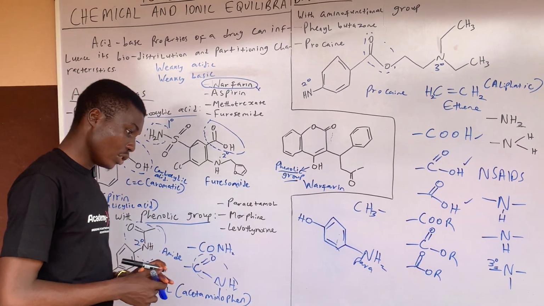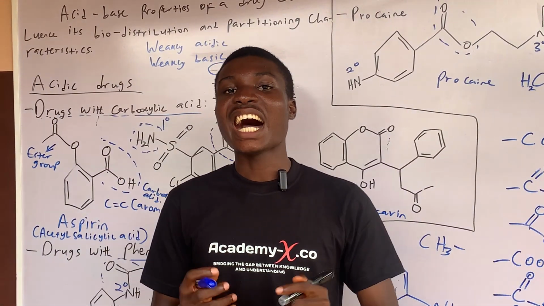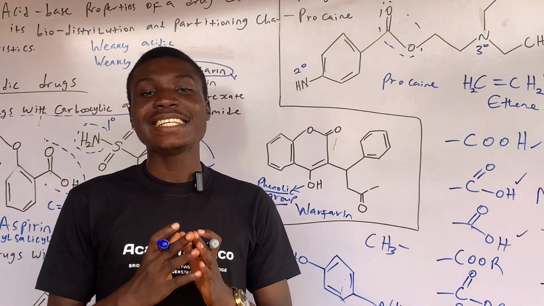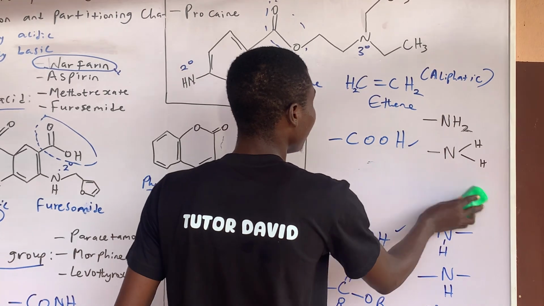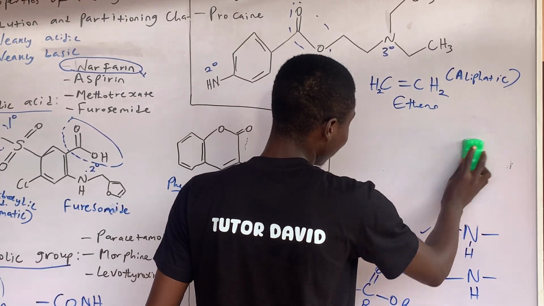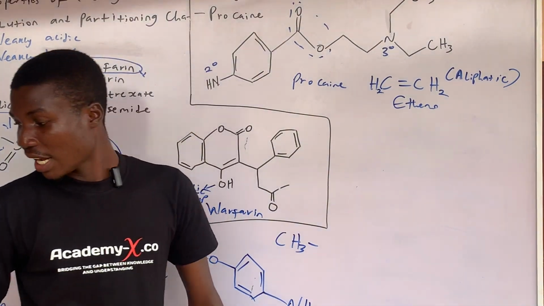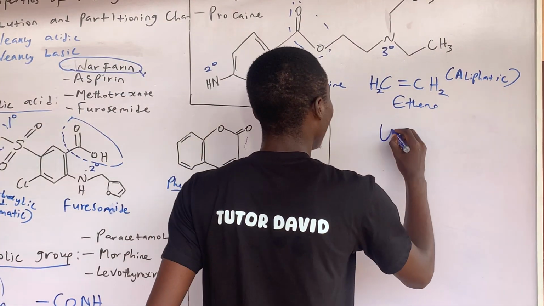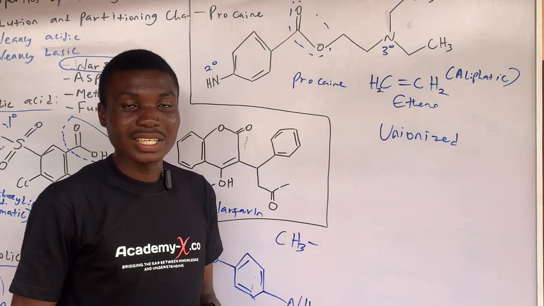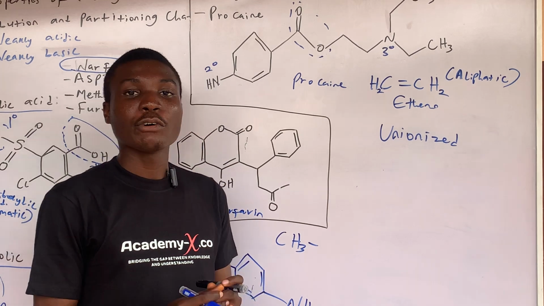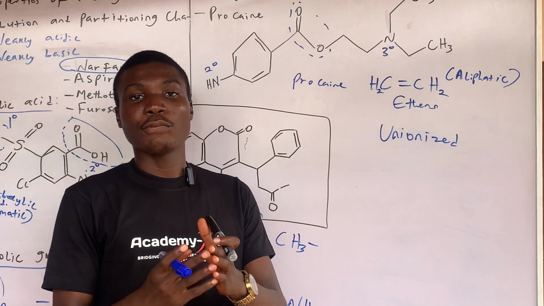But before we go over to the theories of acid and base, there's something I need to let you know about drugs. Drugs are absorbed better in their unionized form. Do not forget this. If you forget every other thing we've done in this tutorial, of which you should not forget anyway, every one of them is very important. But do not forget that drugs are better absorbed in their unionized form. And for drugs to remain unionized, they have to be in an environment that does not allow for ionization.